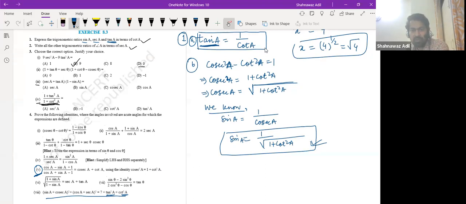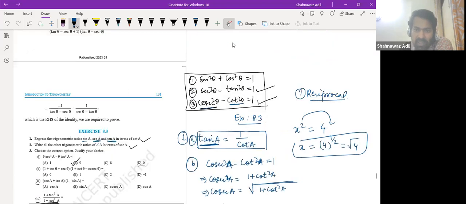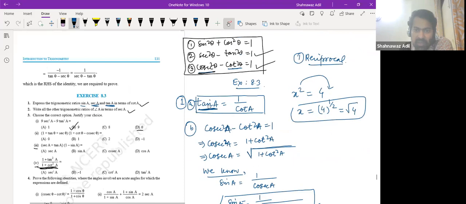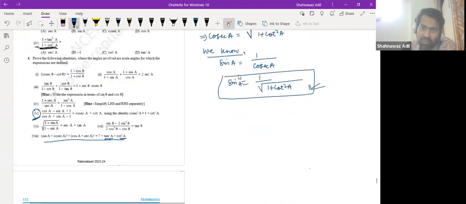And now there is sec A. Again, we can calculate either from sine A or from tan A. When you look at the identities, what is tan related with? With cot, right? In the identity, not the reciprocal. So in the identity, sec is related with tan. So then we can get sec from here.